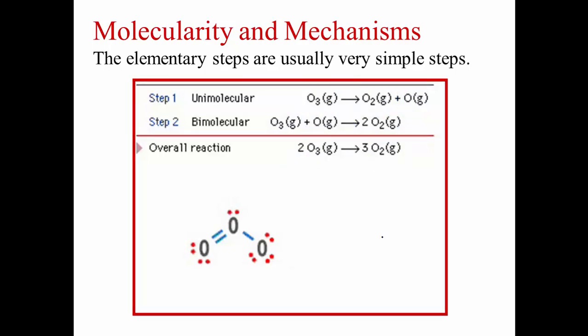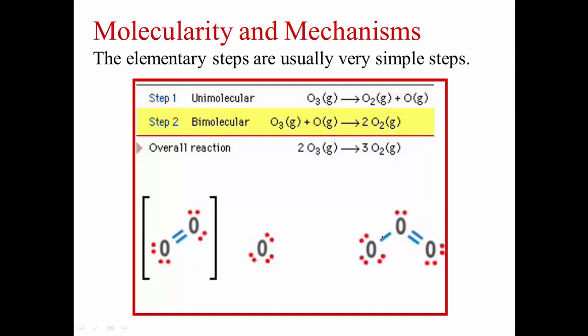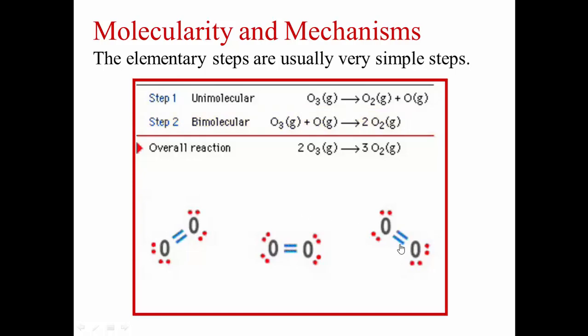So let's look at this. Gaseous ozone decomposes in two steps. First, one oxygen atom splits off. Next, the single oxygen atom reacts with a second ozone molecule to produce two molecules of O2. The product of the overall reaction is three O2 molecules.